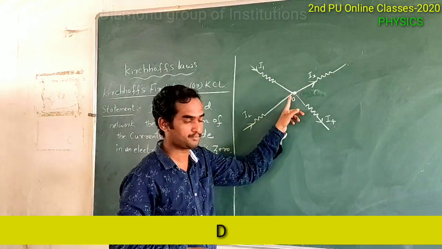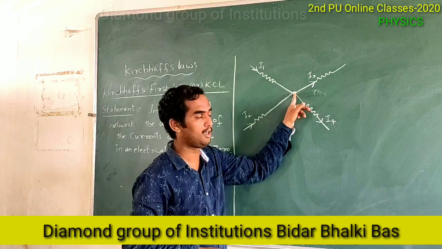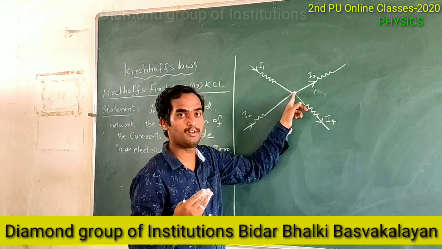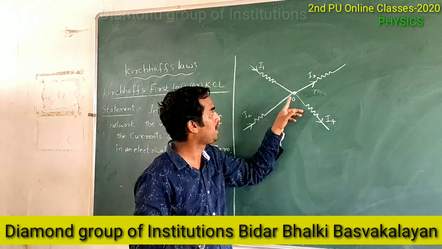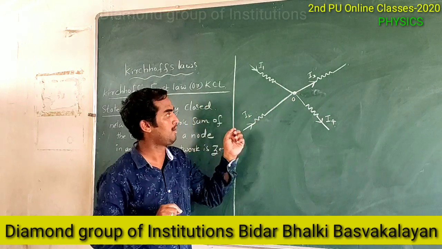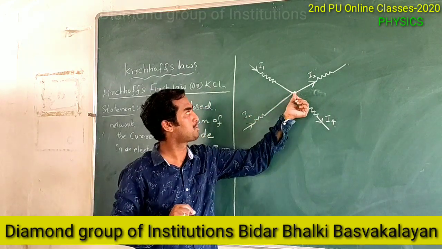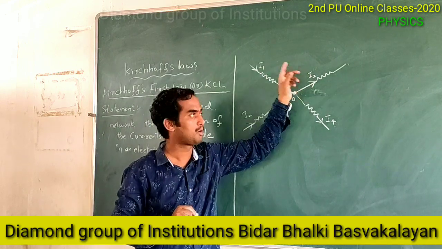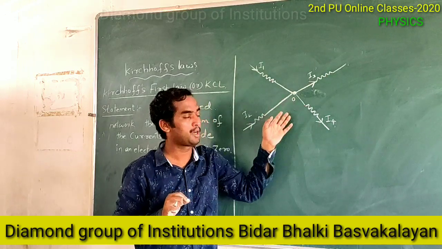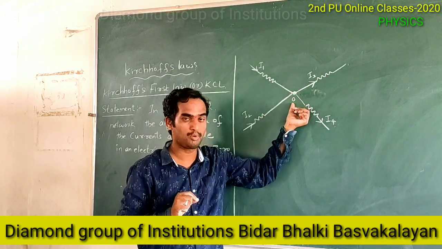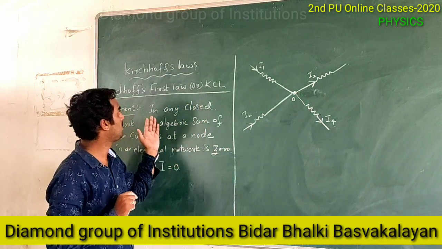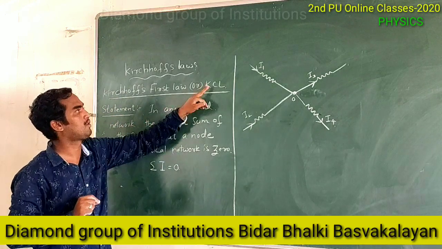Here, see the diagram. At this point, more than one wire comes to meet at a particular point. So that point is called a node or junction. Once again, at this point, more than one wire or conductor, or currents, are meeting, approaching at a particular point. That point is called a node or junction. So here, this law explains the current.